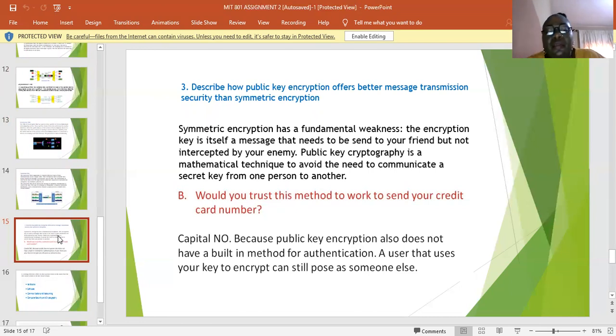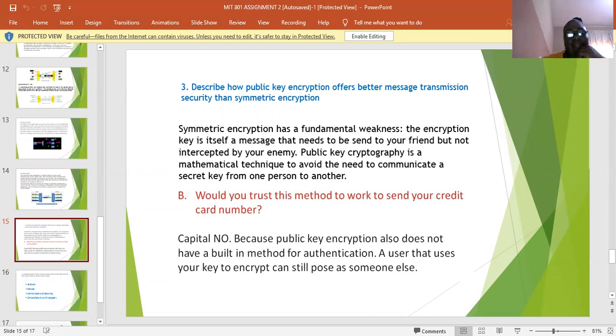The B part says, would you trust this method to send your credit card number? The answer is no, because public key encryption does not have an inbuilt method to authenticate the person that is receiving the message. A user that uses your key to encrypt can also pose as another person. So there is no security to say that where you are sending it to is authentic.